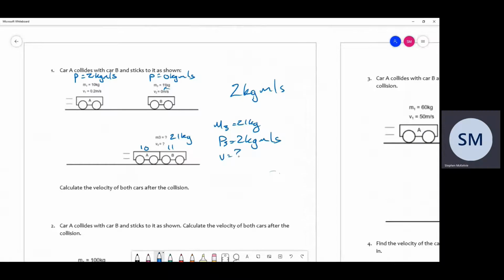So to find the velocity, I just need to rearrange my equation. Momentum equals mass times velocity. Velocity equals momentum divided by mass. 2 divided by 21 is 0.095.